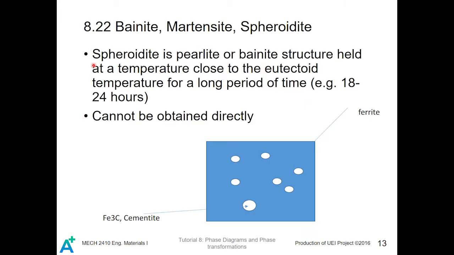Spheroidite. Spheroidite is a pearlite or bainite structure held at a temperature close to the eutectoid temperature for a long period of time. And due to the diffusion, the cementite will form into a shape like a sphere, and the ferrite will be the blue region as illustrated in the graph here. That's why spheroidite obtained its name, and such a structure cannot be obtained directly.